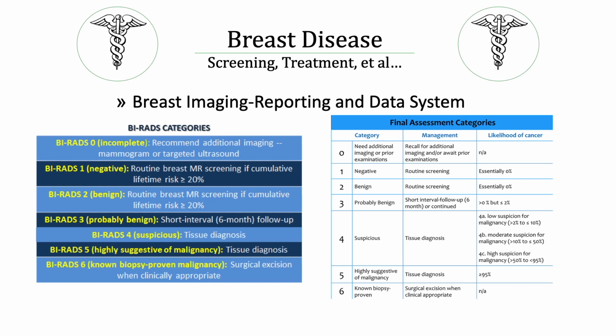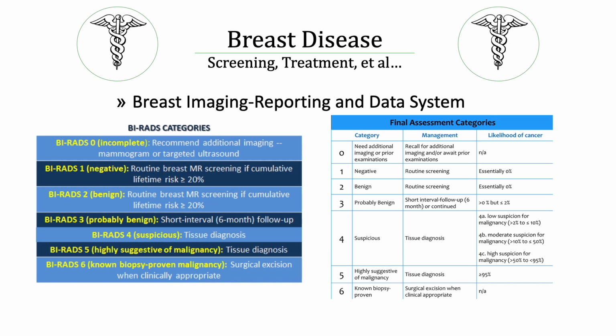BI-RADS 5 means it's basically suggestive of cancer, and you have to prove that it's cancer by any means necessary. What that also means is that this patient more than likely has some of the findings that we talk about when we are looking at mammograms. So spiculation, taller than wide, and all that other stuff they'll go over in radiology.